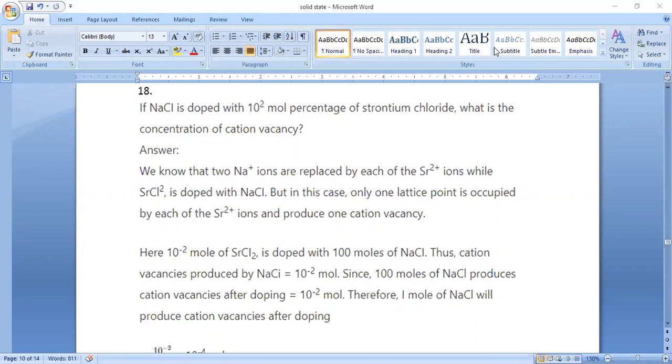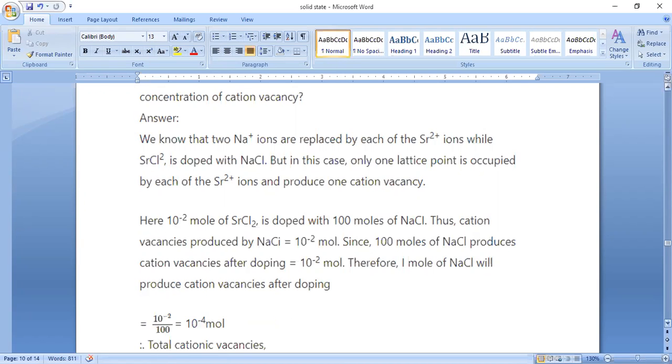For example, here 10 power minus 2 mole of strontium chloride is doped with 100 moles of NaCl. Thus the cation vacancy produced is 10 power minus 2 mole for 100 moles of NaCl. For 1 mole of NaCl, how much vacancy is produced? That is what we are going to calculate. 10 power minus 2 divided by 100 equals 10 power minus 4 moles.